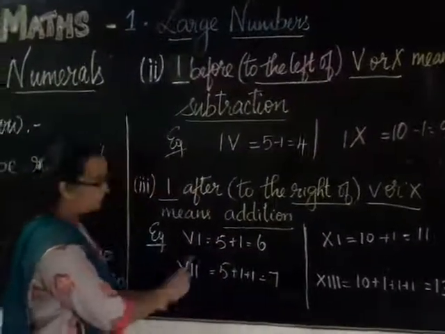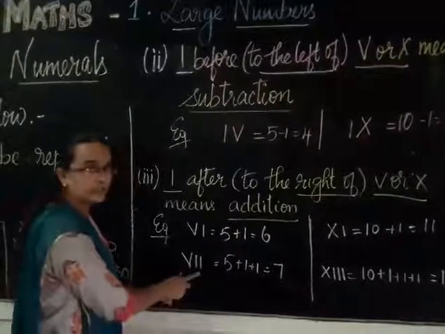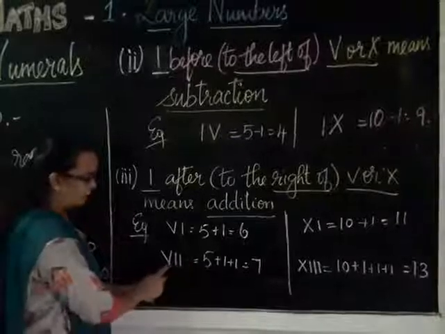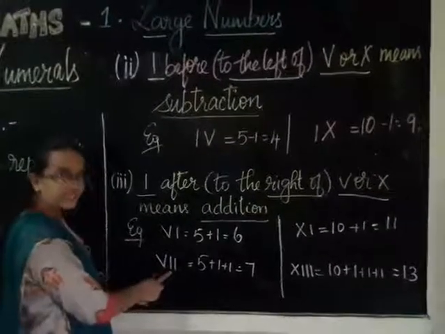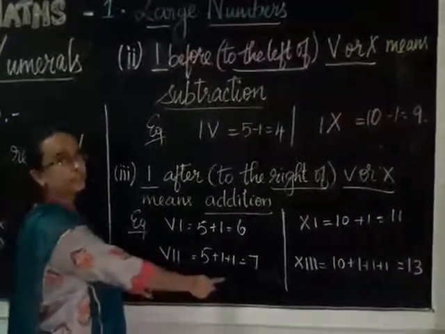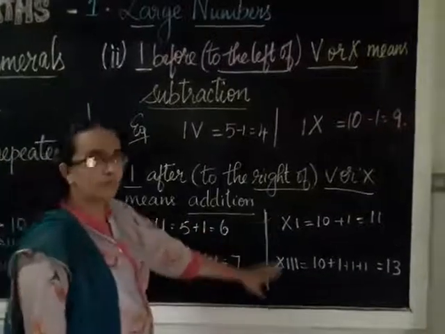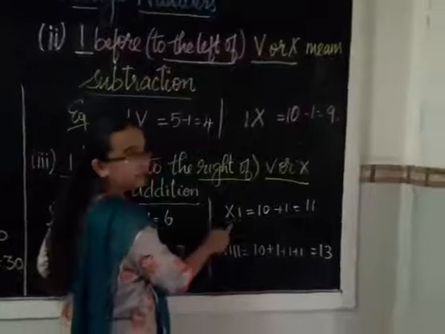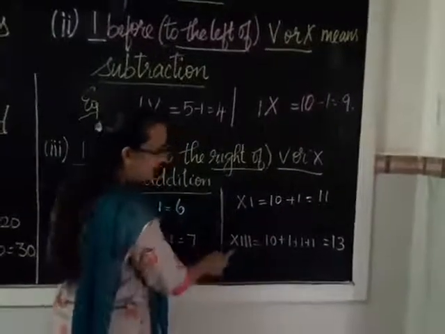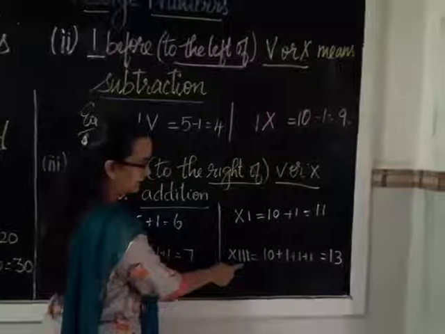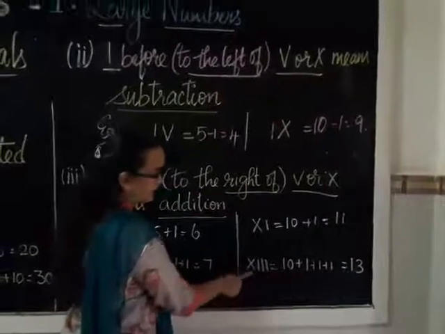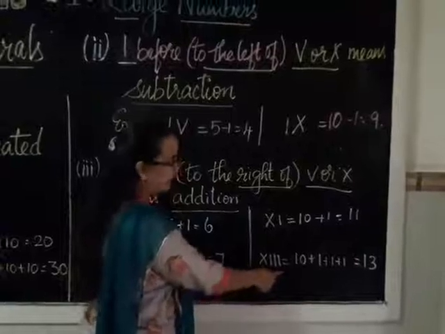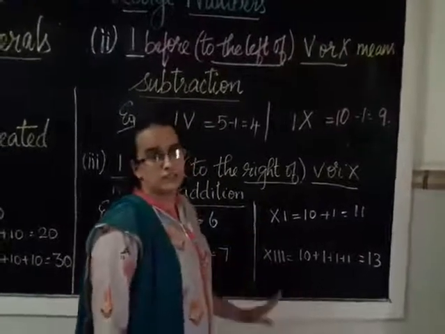Now 5 plus, here 2 I's are there. So what do you have to do? Add 1 plus 1. Okay. So 5 plus 1, 6. 6 plus 1, 7. Understood children? Same way, 10. See, 10 plus 1. So this is 11. Here 10 is given and 3 I's are given. Right? 10 plus 1, 11, plus 1, 12, plus 1, 13. Did you understand this?